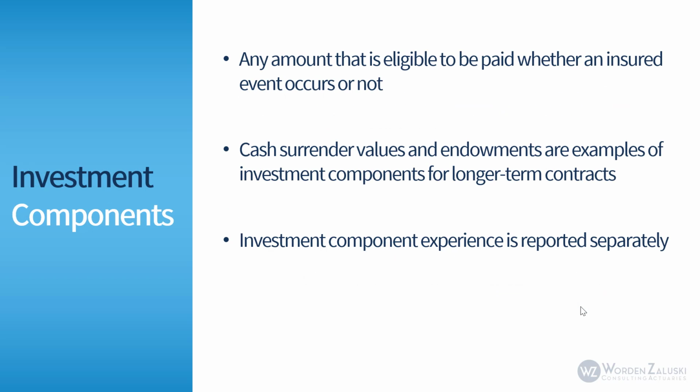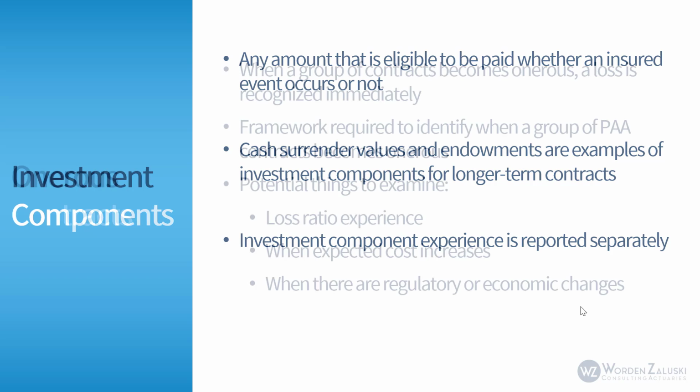Finally, we'll talk about investment components, and we have a separate video that dives into investment components, but as a reminder, an investment component is any amount that is eligible to be paid whether an insured event occurs or not. So for example, for longer term contracts, cash surrender values and endowments are examples of investment components. Now, investment component experience under the PAA has to be reported separately, just as with the GMA.